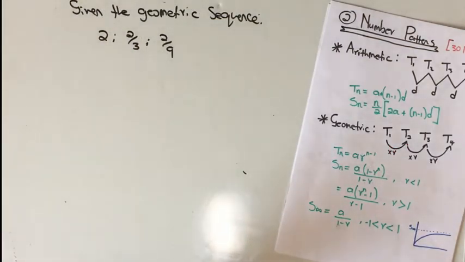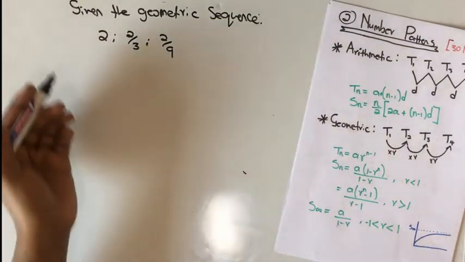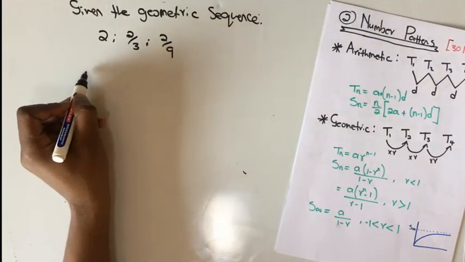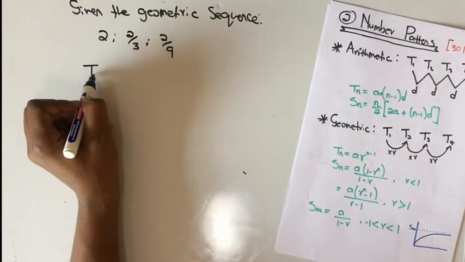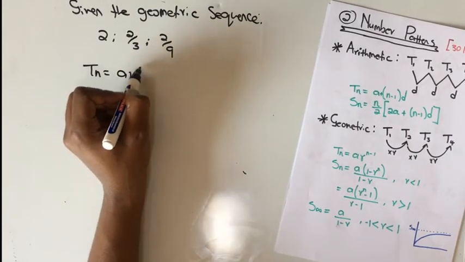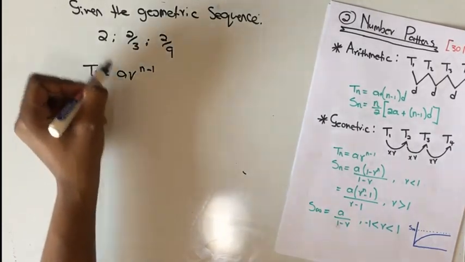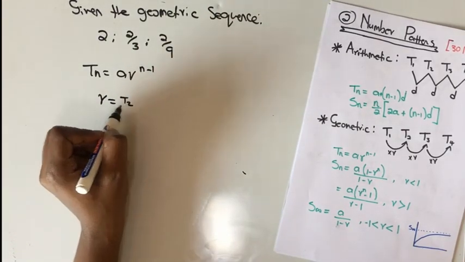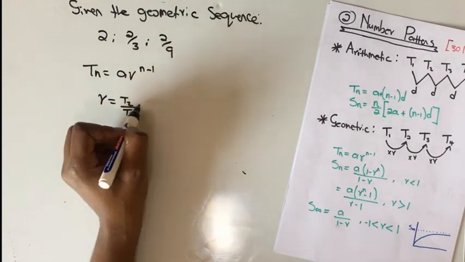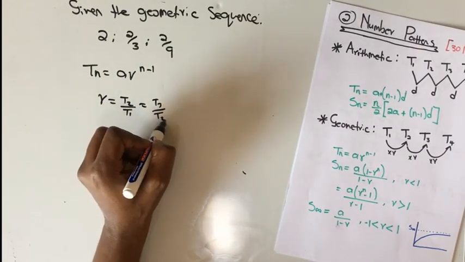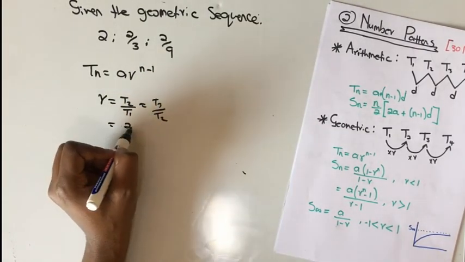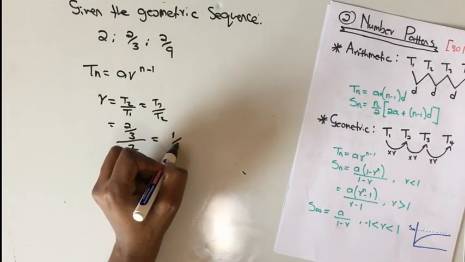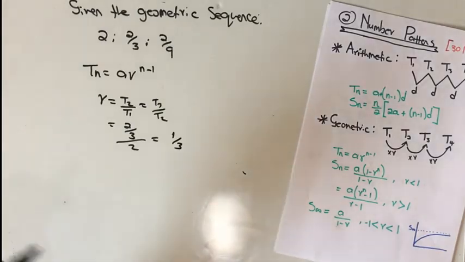An example of this type of sequence, a geometric sequence, is as given there. If we want to find the nth term, we know from this formula here that tn is a r to the n minus 1. We already know a is 2, but what is our r? So our r is basically t2 over t1, which is equivalent to t3 over t2. So we can say now this is 2 over 3 divided by 2. This is basically going to give us 1 over 3. So that is our r.